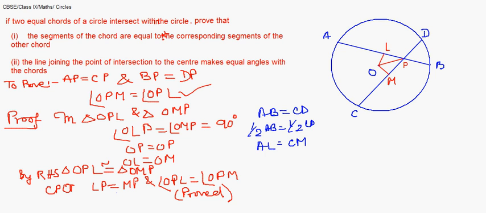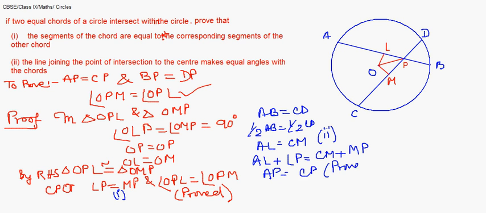Now look at this one. This suppose is equation 1 and this suppose is equation 2. If we add these two equations, what we get? We get AL plus LP equals CM plus MP, thereby making AP equal to CP. This is another proof we are done with.